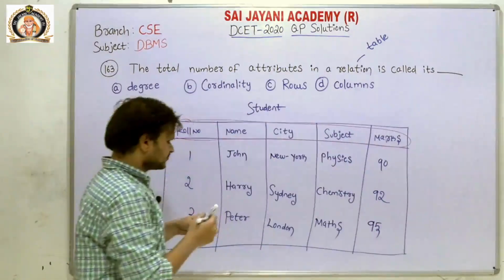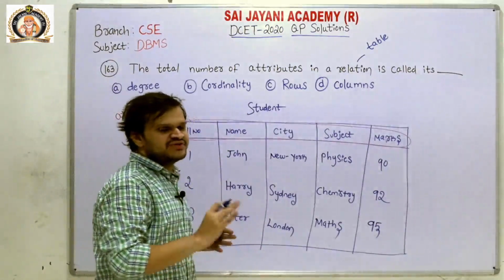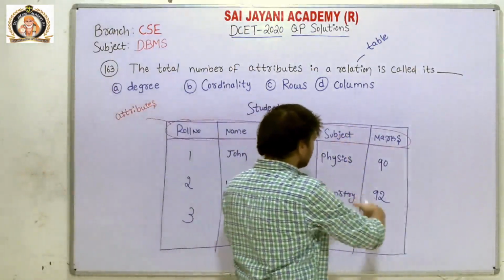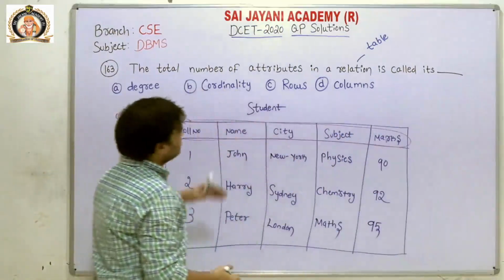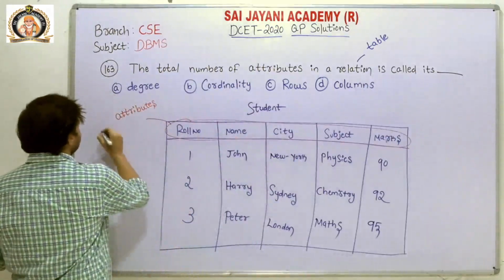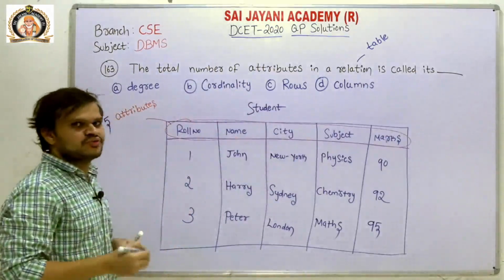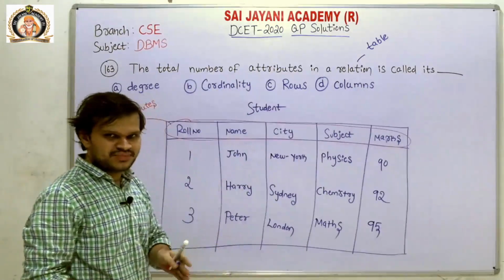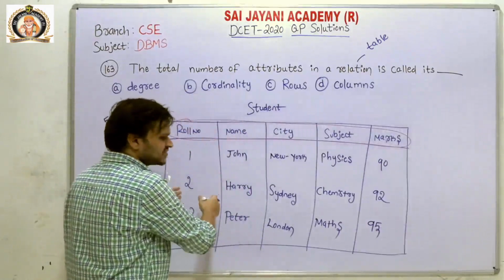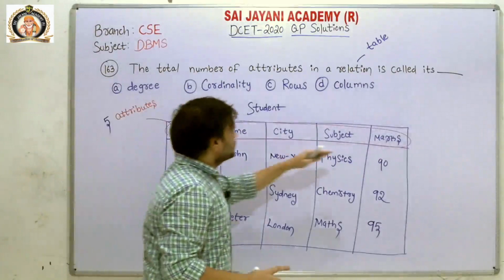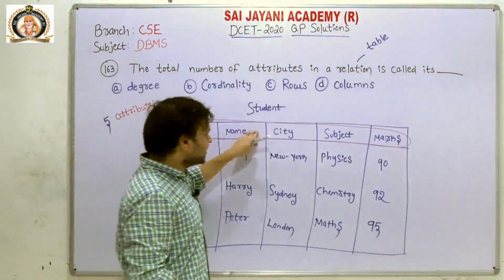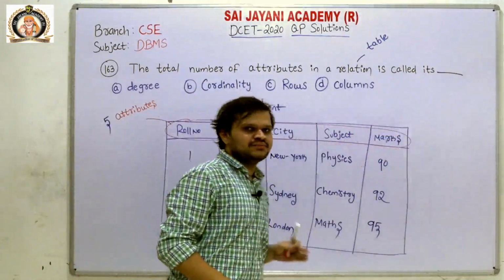Here in this student table we have 5 columns: first column, second column, third column, fourth column and fifth column. So we have 5 attributes. Why? Each column in a table is called one attribute. So totally we have 5 attributes. The attributes are roll number, name, city, subject and marks.